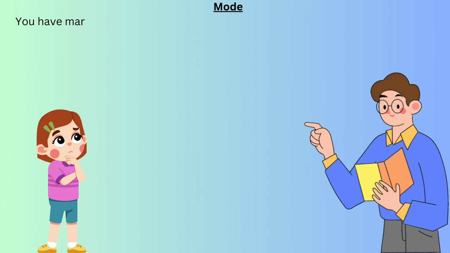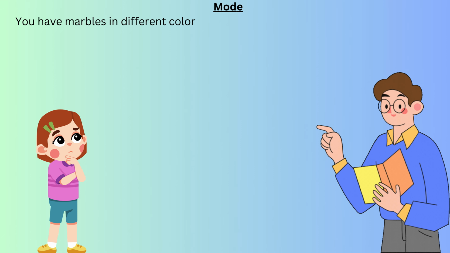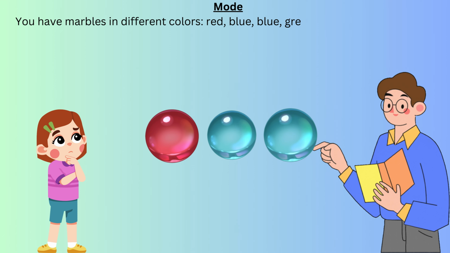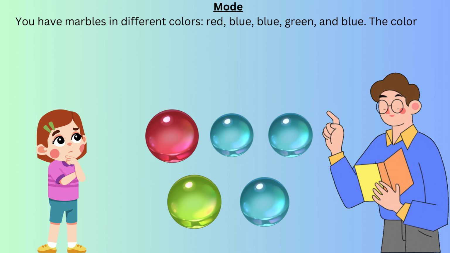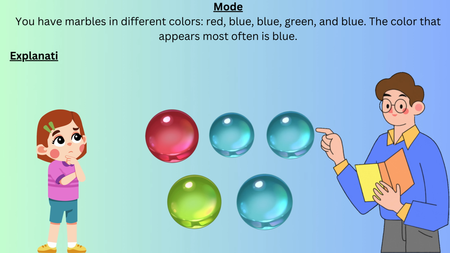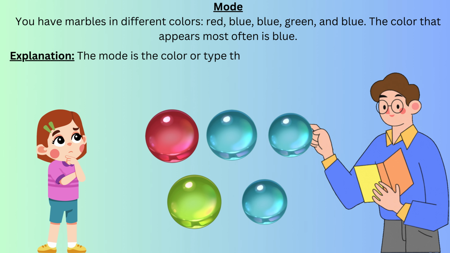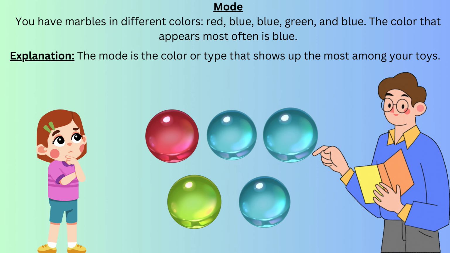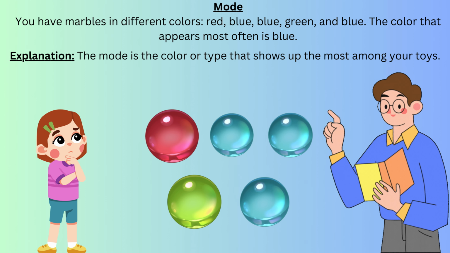Mode. You have marbles in different colors: red, blue, green, and blue. The color that appears most often is blue. Explanation: the mode is the color or type that shows up the most among your toys.